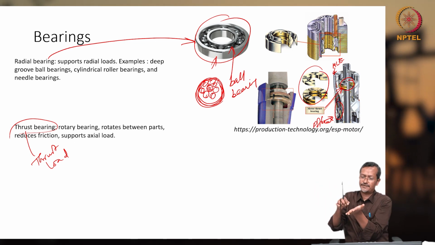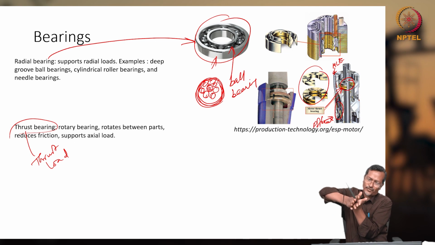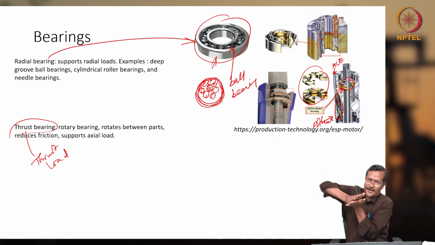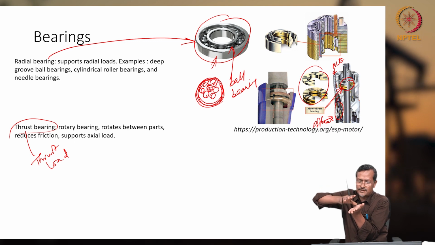But there is lots of friction. Can I put lots of balls and give lubricating oil? So when it is forcing down and rotating, it will have almost no friction between the two surfaces.